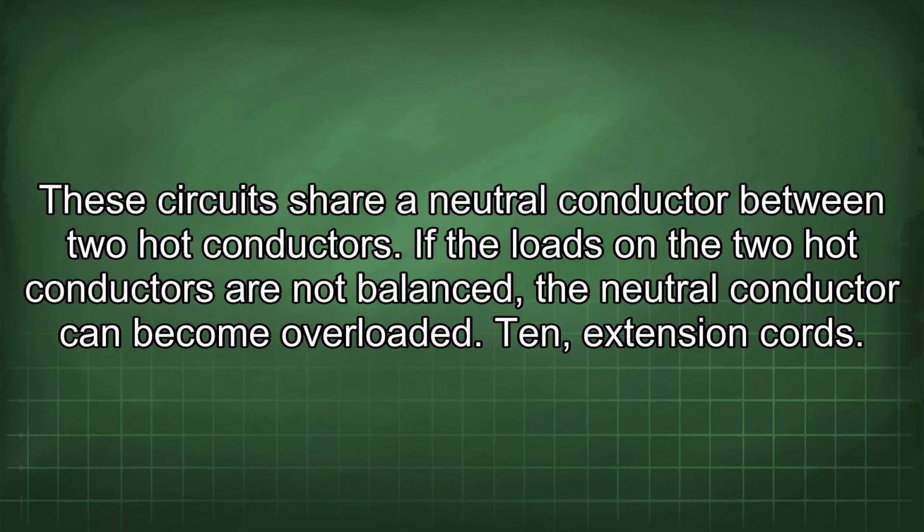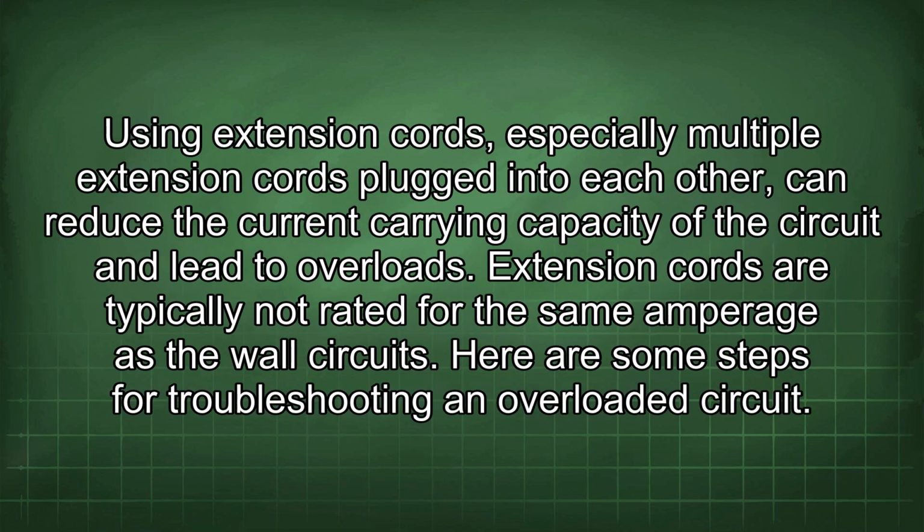9. Multi-wire branch circuits. These circuits share a neutral conductor between two hot conductors. If the loads on the two hot conductors are not balanced, the neutral conductor can become overloaded. 10. Extension cords. Using extension cords, especially multiple extension cords plugged into each other, can reduce the current carrying capacity of the circuit and lead to overloads. Extension cords are typically not rated for the same amperage as the wall circuits.